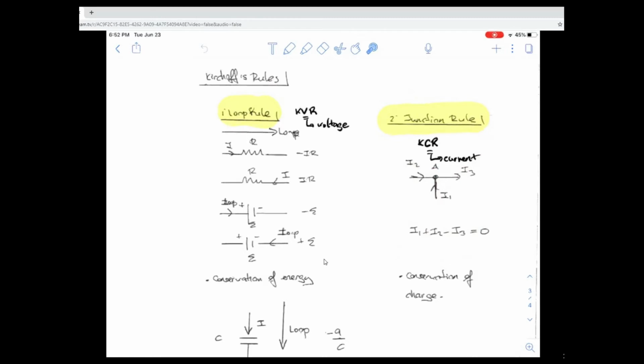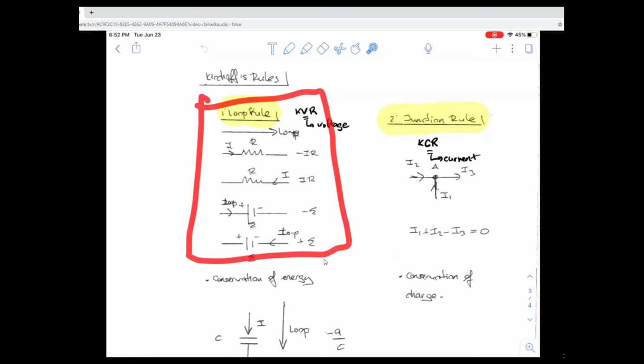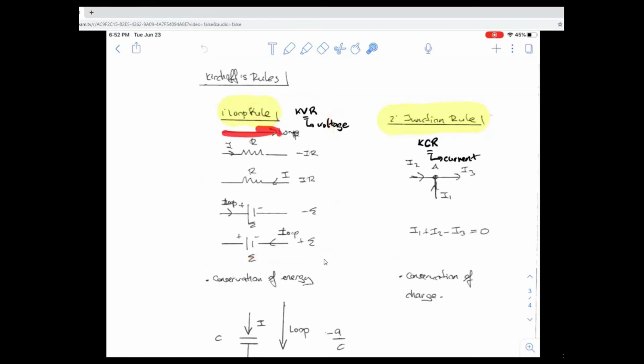The second one is the loop rule, Kirchhoff's voltage rule. This is based on the conservation of energy. So the total voltage drop and the total voltage gain are going to add up to zero. Once again, the basic rules regarding the current and the resistance: if the loop and the current are in the same direction, there's going to be a voltage drop across the resistor. If the current and the loop are in opposite directions, there's going to be a voltage gain across the resistor. If the loop is going across the battery from high voltage towards low voltage, it implies a voltage drop. If the loop is moving from low voltage towards high voltage, there's going to be a voltage gain.